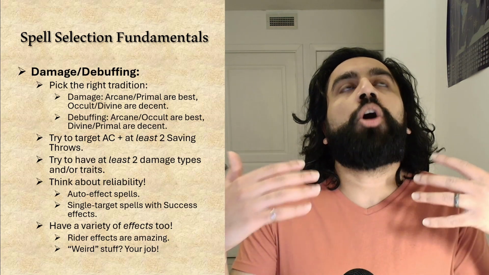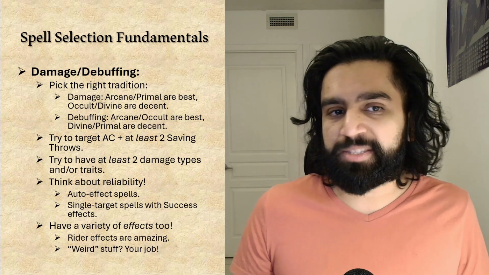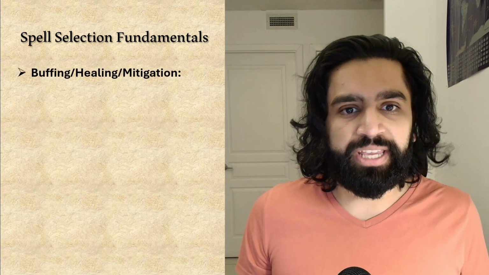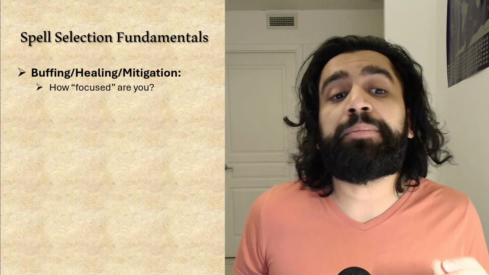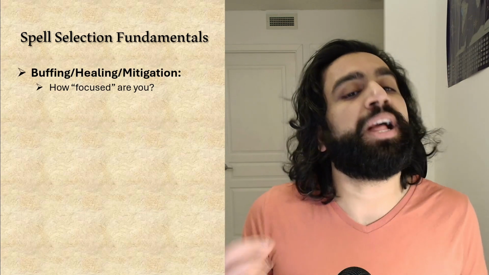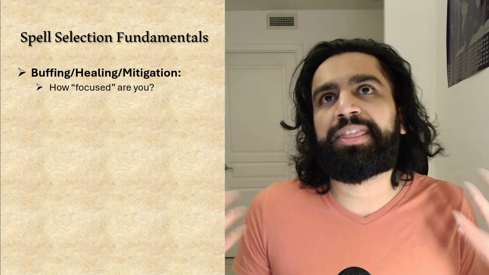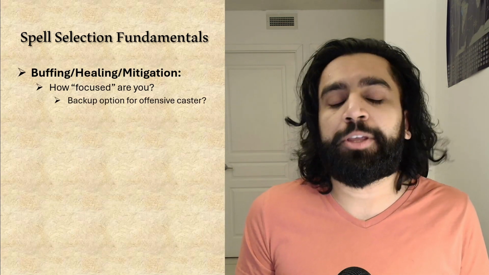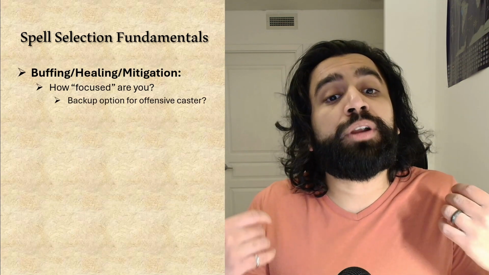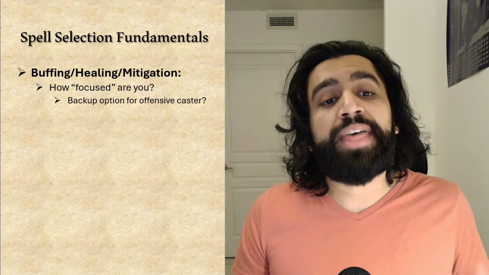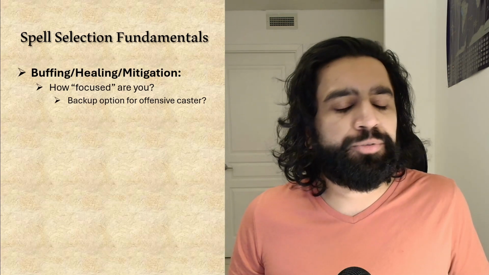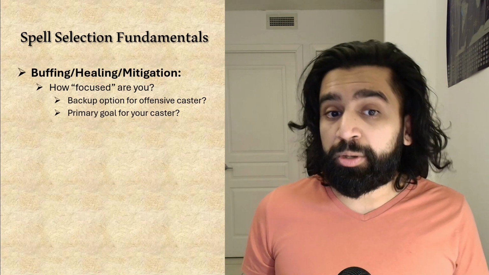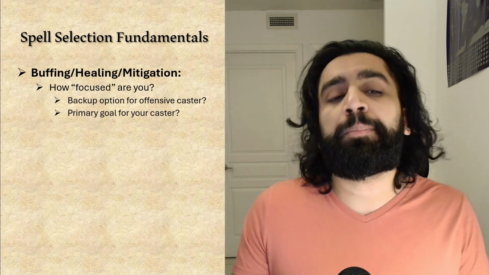So that is all of the fundamentals for picking damage and debuffing spells. The next thing I want to look at is buffing, healing, and damage mitigation. It's first really important to look at how focused you plan to be on this. Before you even look at spells, you have to think about how important this role is to you. Is this a backup option for your offensively oriented spellcaster? For example, maybe you're an ice mage who then uses healing as a backup option anytime your enemies are immune to cold damage. Or maybe this is the primary goal for your caster. Maybe your caster is built around uplifting others.